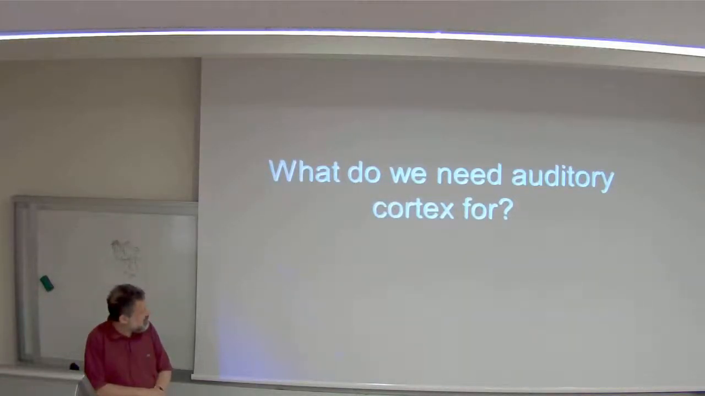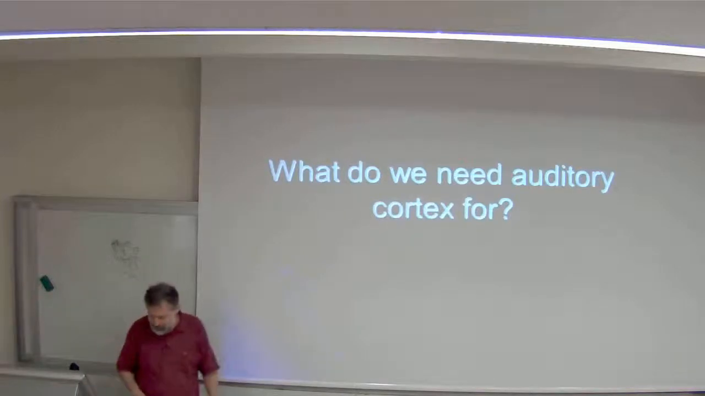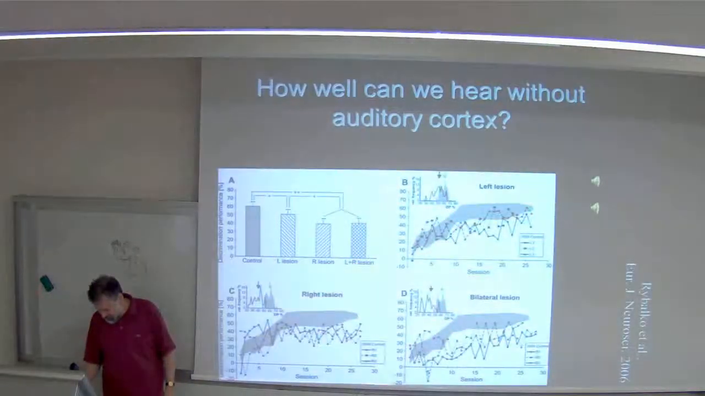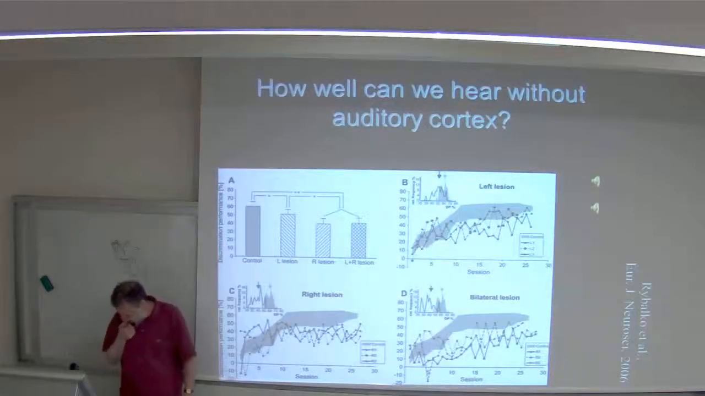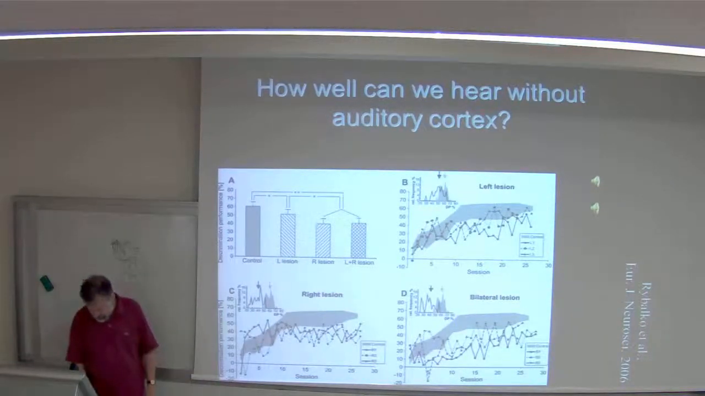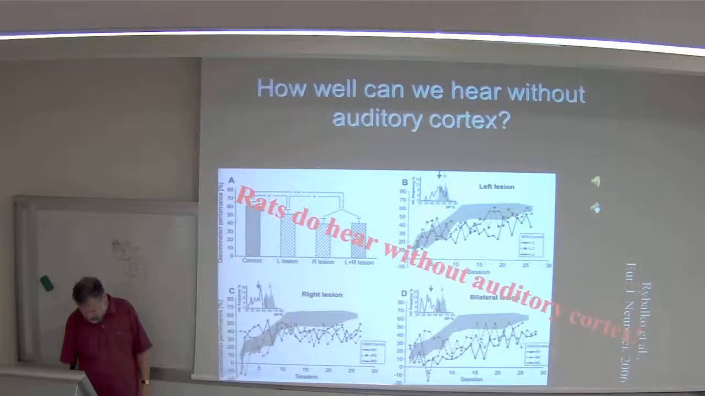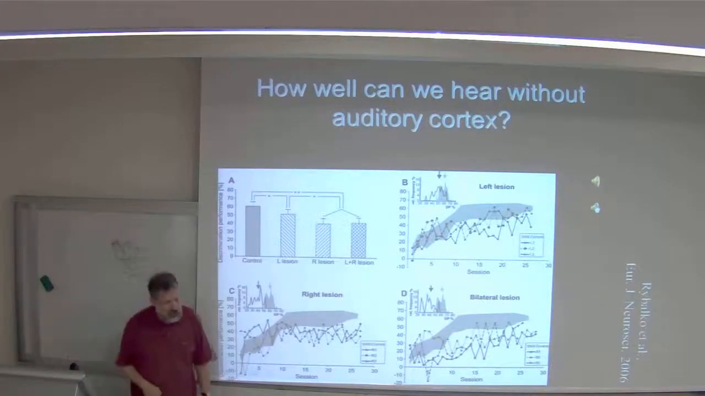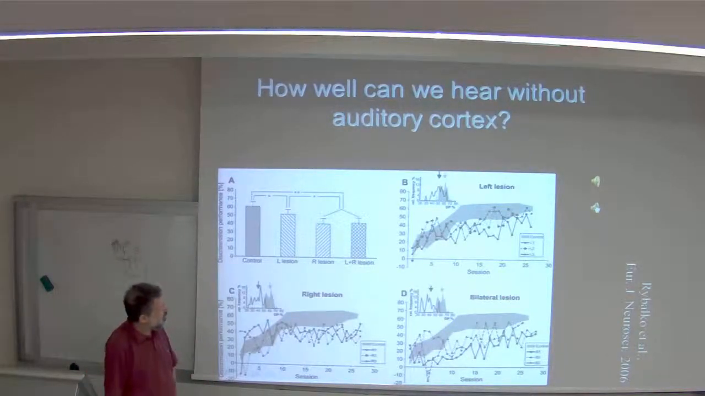So what do we need auditory cortex for? Presumably for this type of task, but I will start just before the break. I want just to show you that at least rats can do quite a lot without auditory cortex. So this is an experiment in which rats have been taught to discriminate between upward and downward sweeps. Okay, these are the two sounds.